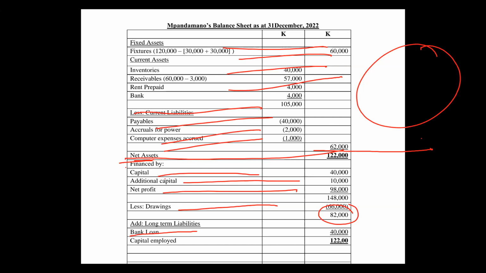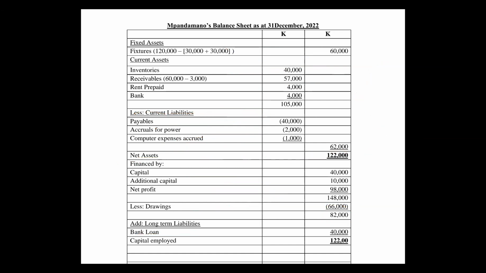When you reach 122,000, the net asset, what I did is I removed the long-term loan, and then it gave me 82,000 as a net asset. I added the 10,000 plus the net profit of 98,000.